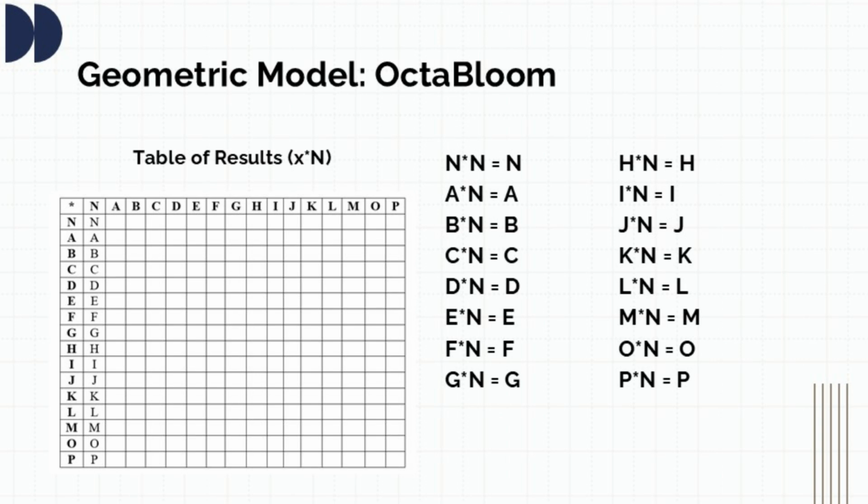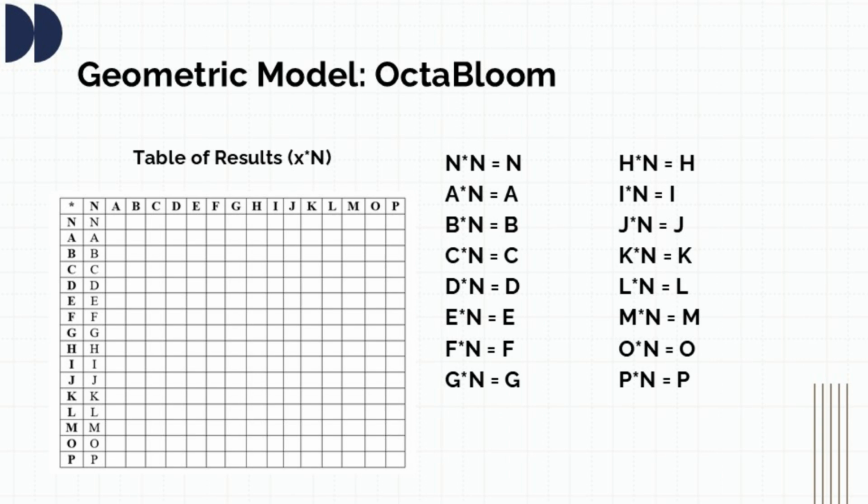Now, if we operate E star N, we'll get E because first we will rotate the flower 225 degrees counterclockwise and then we will do nothing, which results into E. Now, if we operate F star N, we'll get F because first we will rotate the flower 270 degrees counterclockwise and then we will do nothing, which results into F.